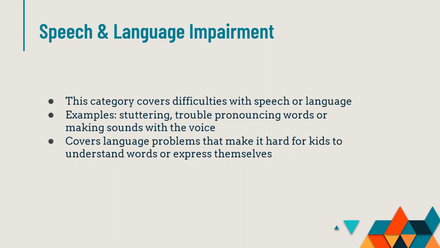The next category is speech and language impairment. This is another prevalent disability in the United States. This category covers difficulties with speech or language. It includes stuttering, trouble pronouncing words, or making sounds with the voice. Often students with a speech and language impairment have difficulty understanding words and expressing themselves.